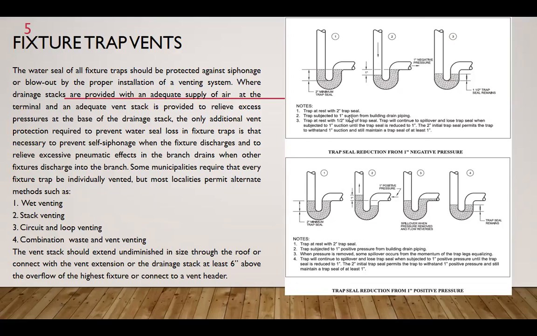Number 2, this trap is subjected to 1 inch suction from the building drain piping. It gets sucked in, so the water rises and goes down by 1 inch. When the suction is removed, we get number 3: trap at rest with 1/2 inch loss of trap seal. The trap will continue to spill over and lose trap seal when subjected to 1 inch suction until the trap seal is reduced to 1 inch. The 2 inch initial trap seal permits the trap to withstand 1 inch suction and still maintain a trap seal of at least 1 inch.